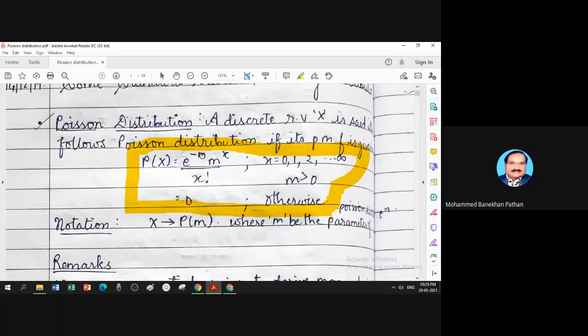What is m? M is a constant taking value greater than 0, strictly positive, not equal to 0. If your x not coming from this range, then function will be 0 elsewhere otherwise. So in exam, if they ask, select proper PMF for Poisson, so this function should be remembered properly.